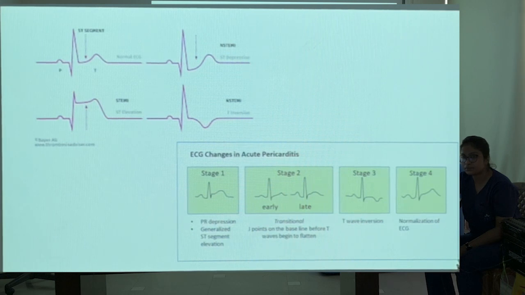But the point is, it's a global ST elevation because the entire epicardial myocardium is involved, whereas in STEMI it will be in the distribution of a single coronary artery, with reciprocal changes, very important, with reciprocal ST changes in the other leads. For example, if you have an inferior infarct, in 2, 3, aVF, you doubt your inferior infarct unless you have an ST depression in aVL. So aVL ST depression is reciprocal to lead 3 ST elevation. These points should be kept in mind.